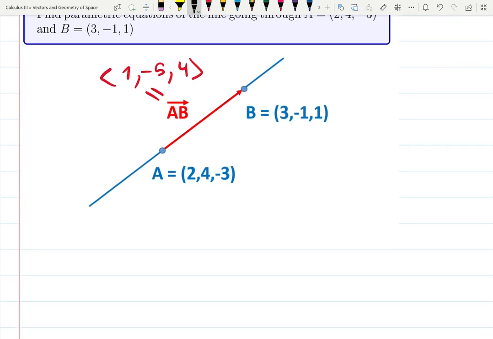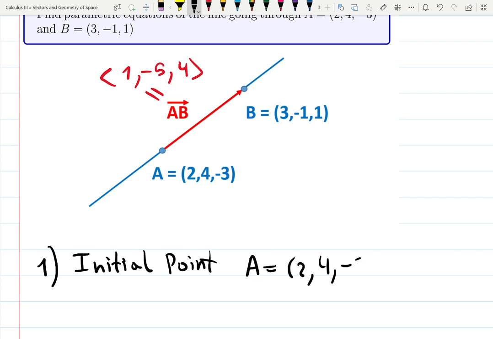So let me write down. So let's choose first the initial point we're going to be using. In the video, they call it P sub 0, but I guess I should not confuse you, just call it A. Let's choose 2, 4, and minus 3.